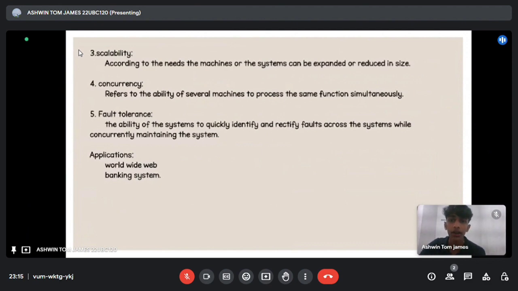Scalability. According to the need, the machine or the system can expand or reduce in size. Concurrency refers to the ability of several machines to process the same function simultaneously. Fault tolerance, the ability of the system to quickly identify and rectify faults across the system while concurrently maintaining the system. Applications: World Wide Web, banking system.